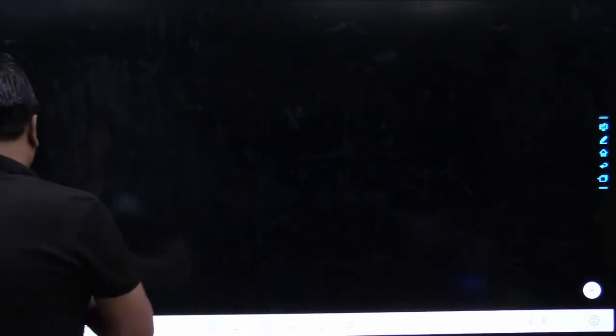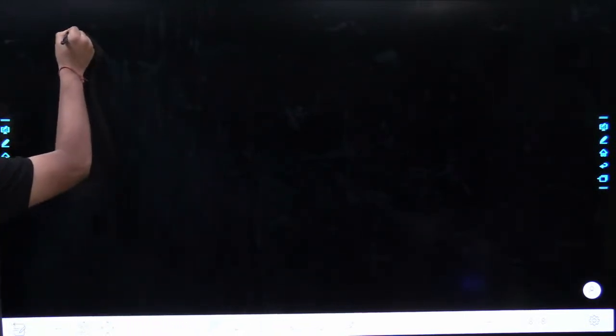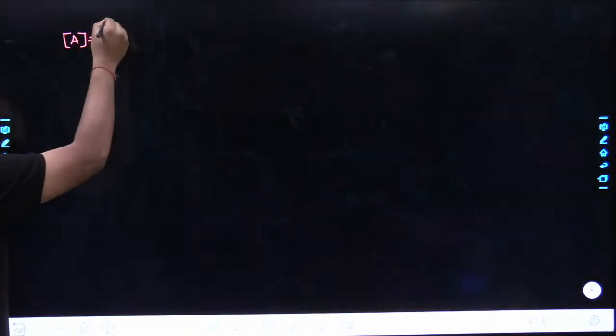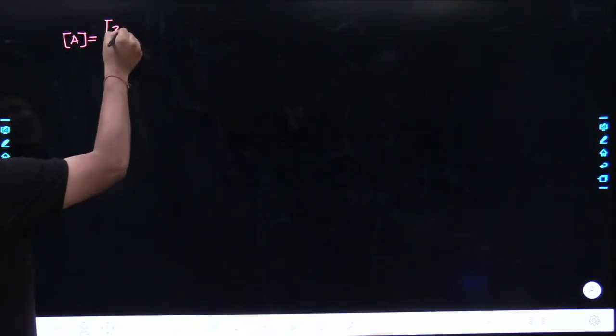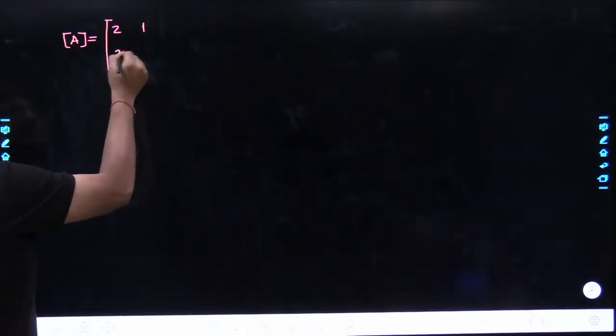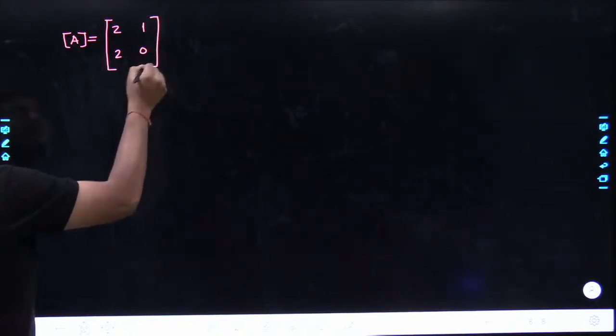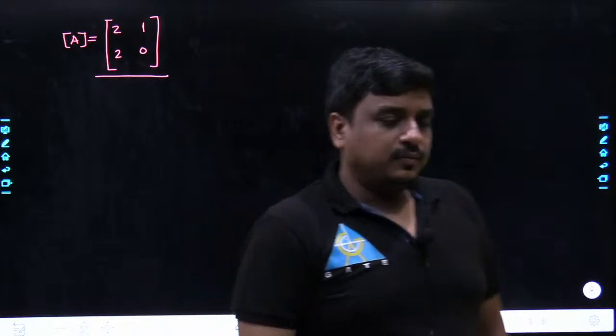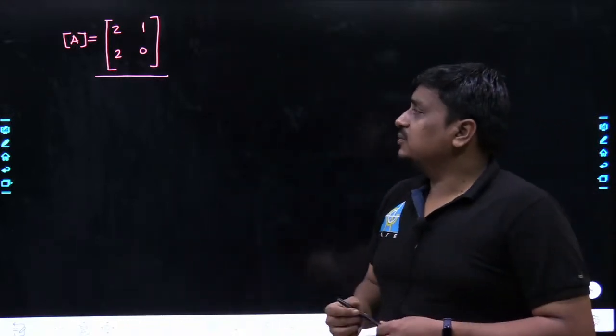let me take few number of examples. Here comes the matrix A. Let's take the matrix A is 2, 1, 2 and maybe 0. Yes, 2, 1 and 2 as well as 0.